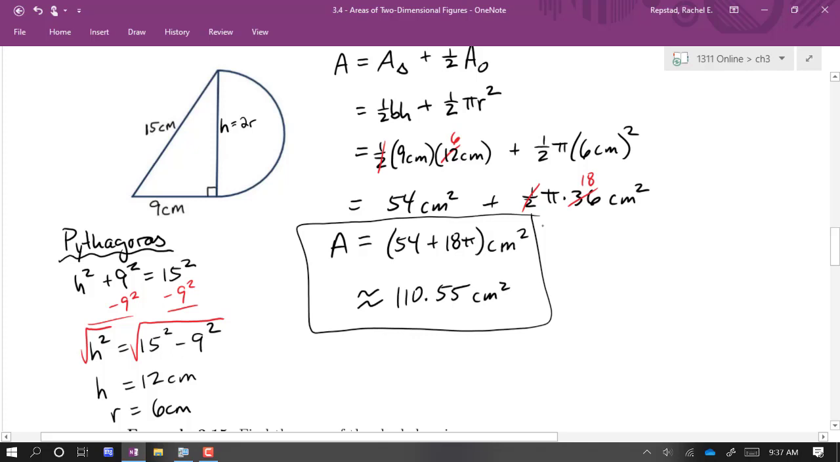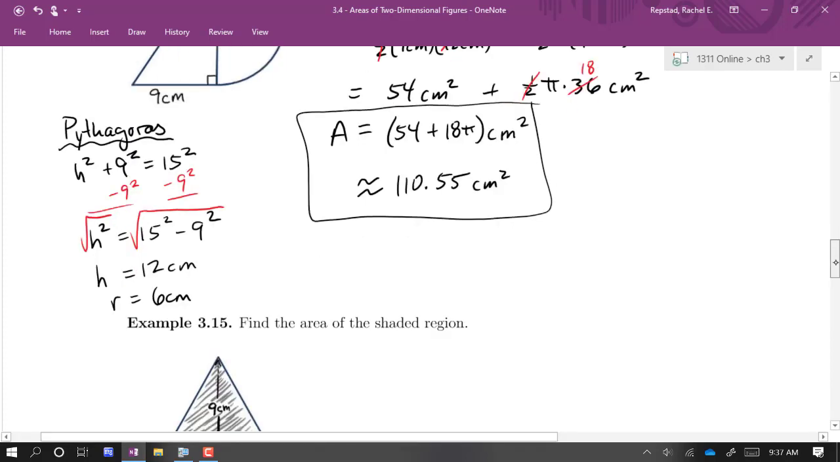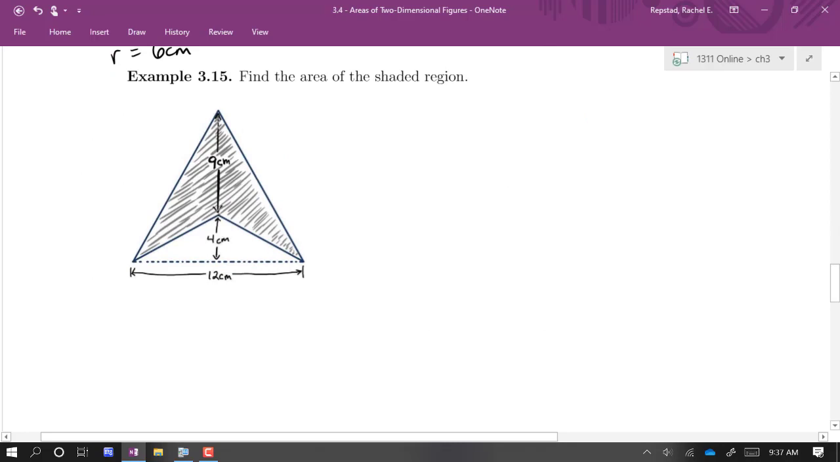So we had to find this area by basically putting together the pieces. There were sort of two composite pieces that we added together to get what we were after. In this next example, we want to find the area of the shaded region. It looks like an arrowhead.